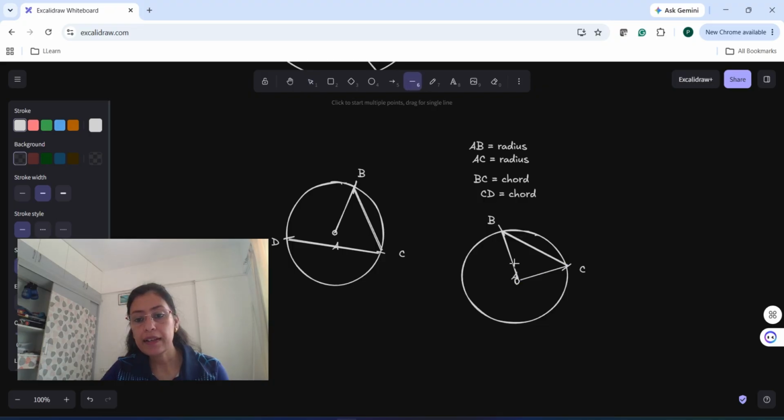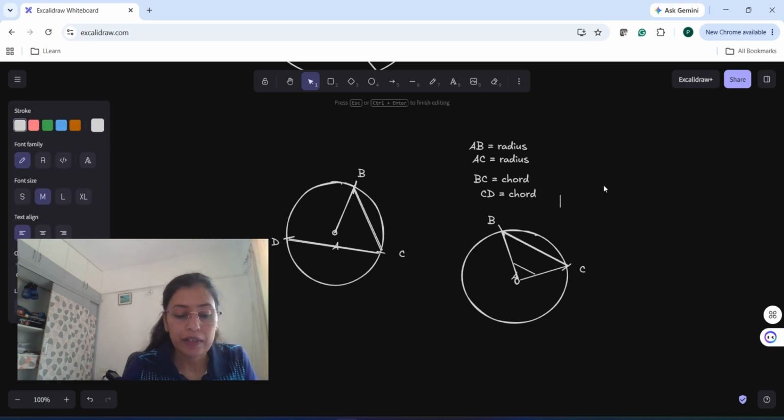What will this angle be called? This is called the angle subtended by the chord. So here, angle BAC is equal to the angle subtended by the chord.